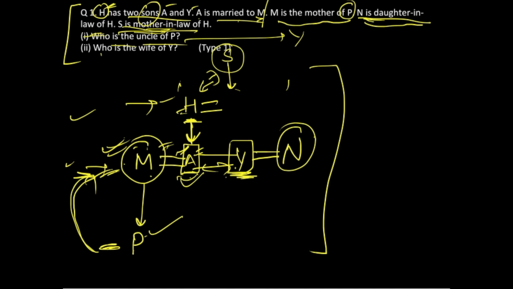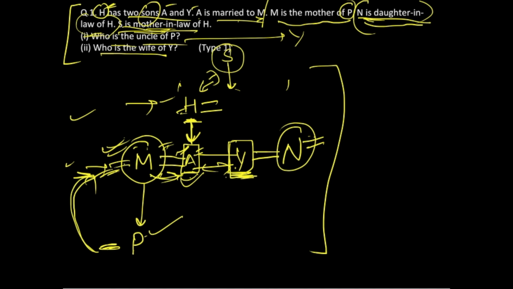Now it is saying, who is the wife of Y? In this statement we found out that N is daughter-in-law of H, right? So this becomes the second daughter-in-law because the first daughter-in-law was already M and she was married to the first son, that is A.